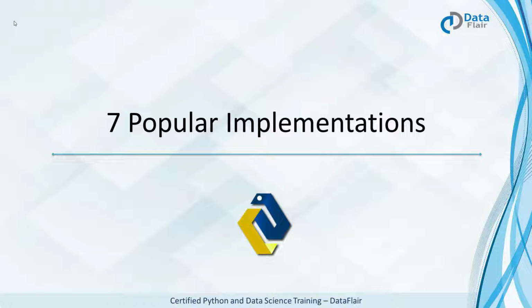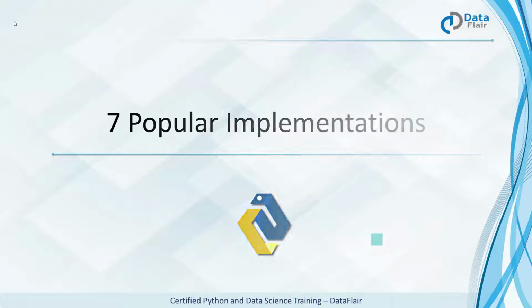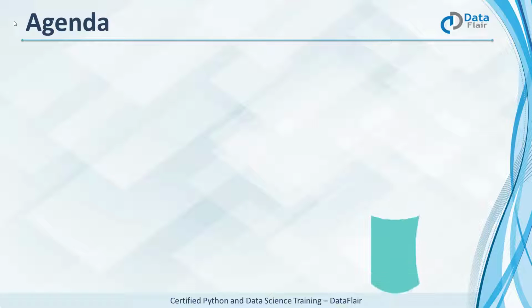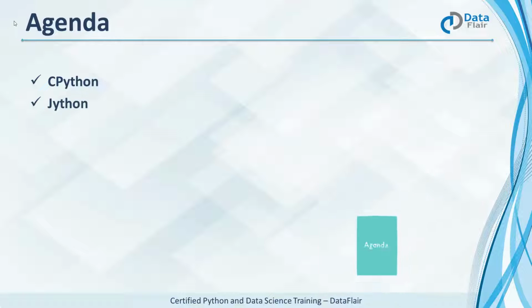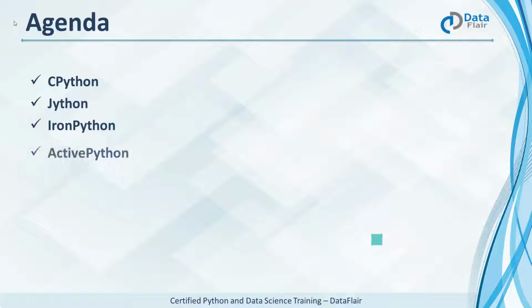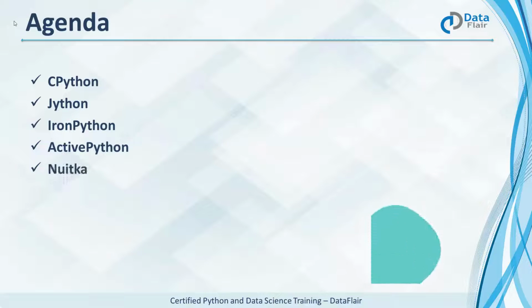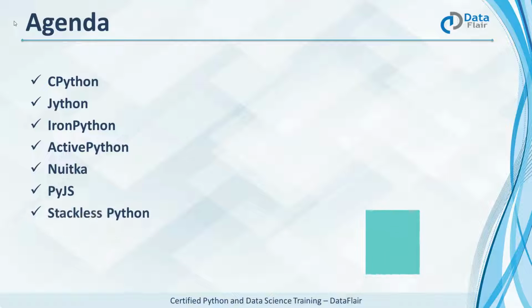7 popular implementations of Python. Python has many implementations in different languages, you can say. Let's talk about the 7 most popular ones. These are CPython, Jython, IronPython, ActivePython, Nuitka, PyJS, and Stackless Python.